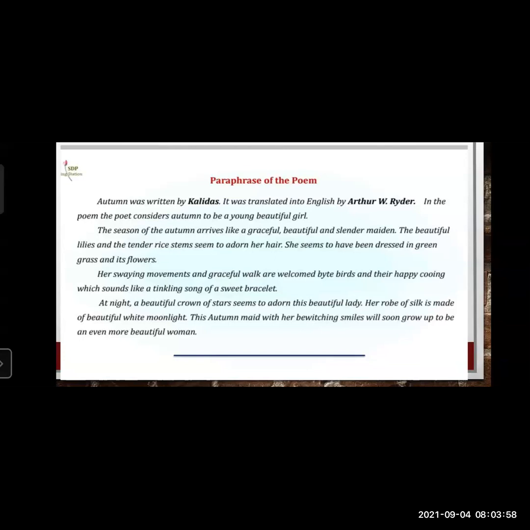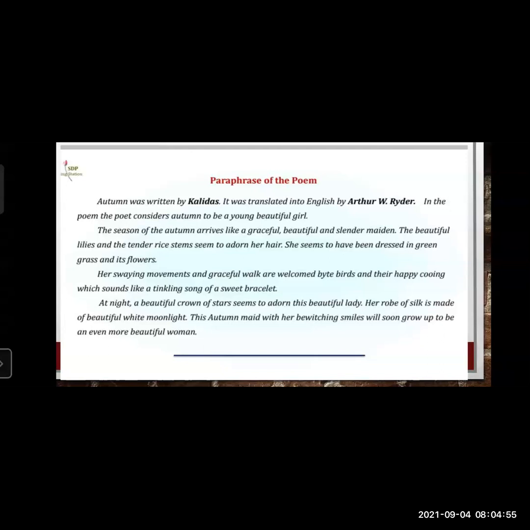Her swaying movements and graceful walk are welcomed by the birds and their happy cooing, which sounds like the tinkling song of a bracelet. Now, in the second stanza, the poet explains that the birds, the animals, and all of nature are becoming happy on the arrival of the autumn season. The birds started singing, dancing, and making sounds to welcome her. They are greeting the autumn season like a beautiful girl as she walks along. While autumn is walking along, all the birds are singing, making a melodious sound, and they become happy after the arrival of the autumn season, which sounds like a tinkling song of a sweet bracelet.